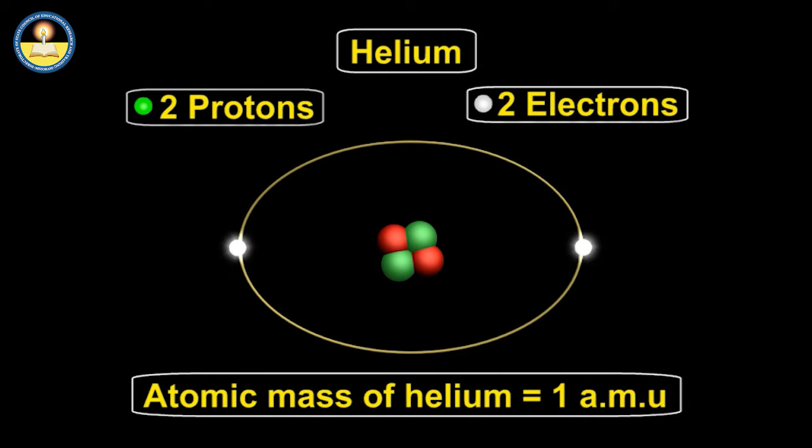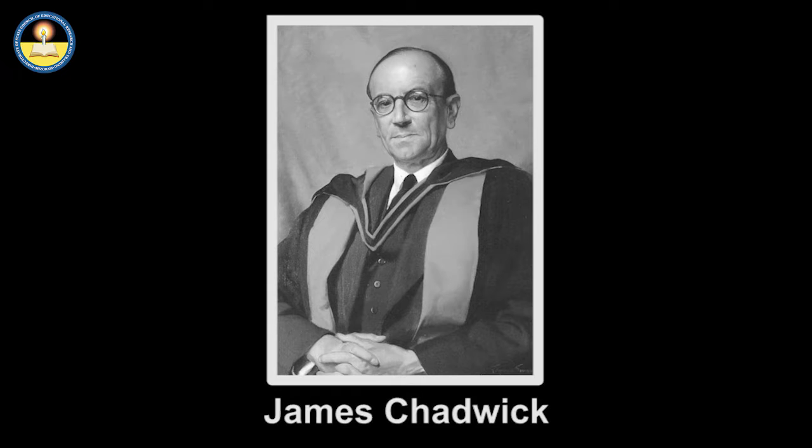In order to account for the remaining mass, existence of a neutral particle having mass almost equal to that of a proton was proposed. Presence of 2 neutral particles in the helium atom can make the mass of helium equal to 4. James Chadwick was successful in discovering the neutral particle, neutron, inside the nucleus. Let us see how he did it.